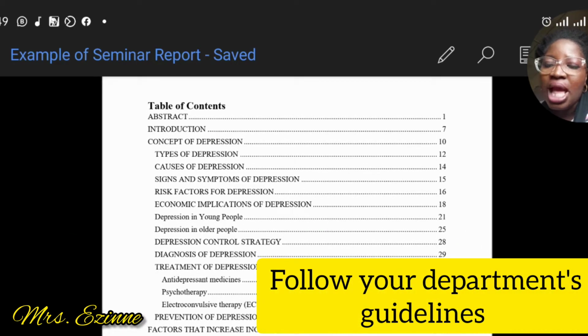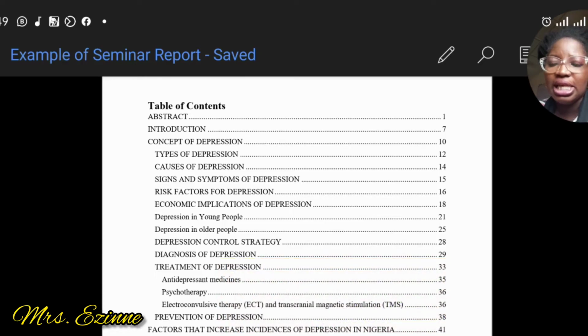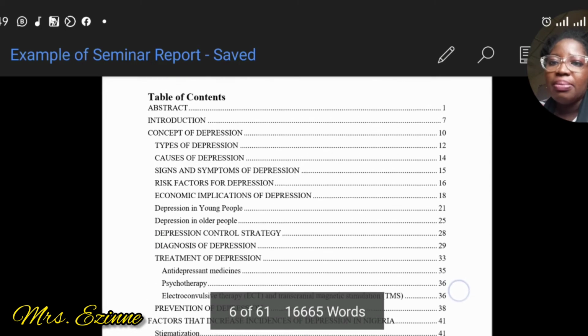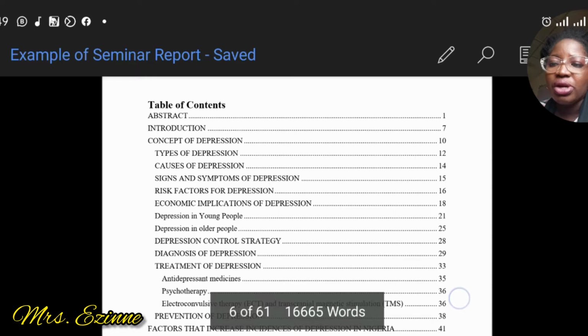So after you get your topic, the next thing you have to do is to write your outline of what you want to discuss, and that is your table of content. And you can see that it's properly lined up here with the correct page numbers.